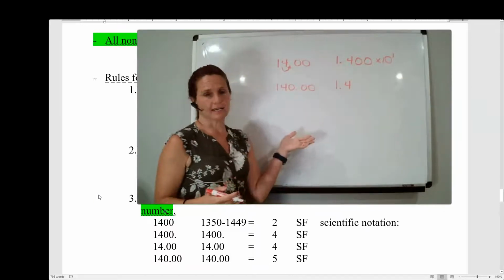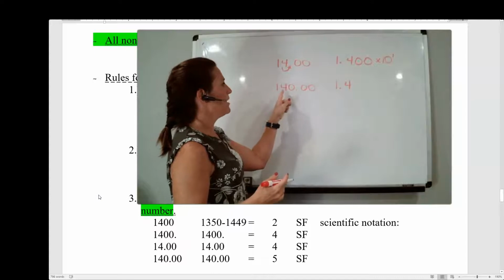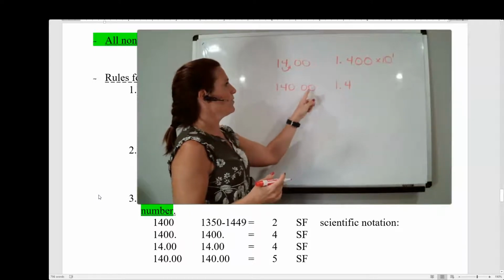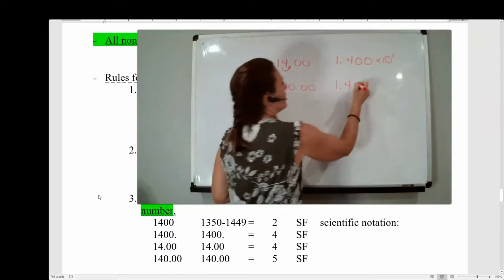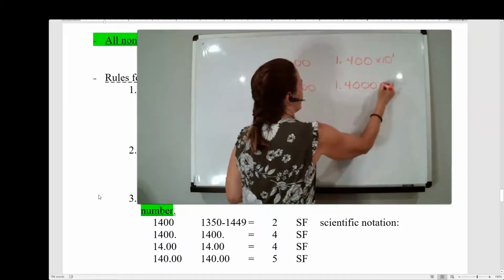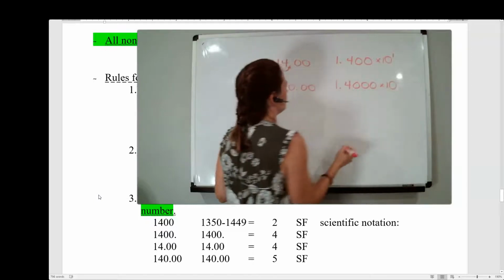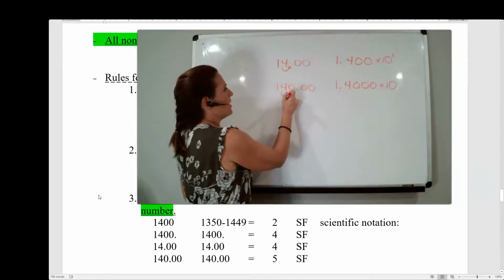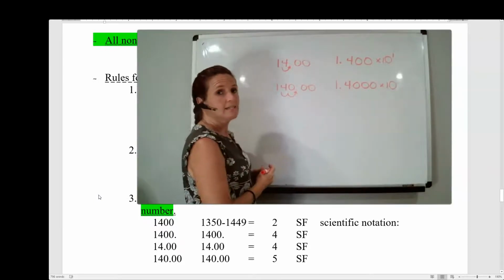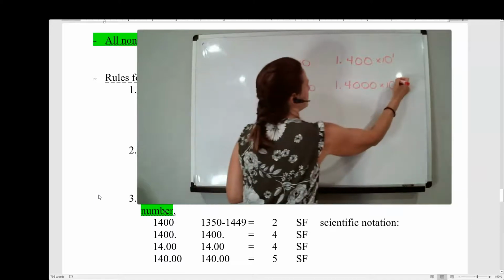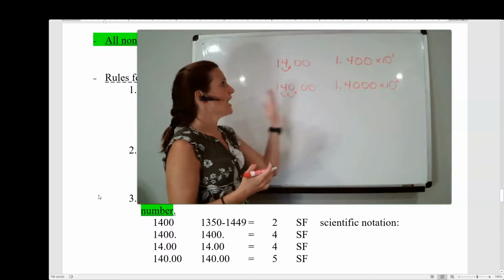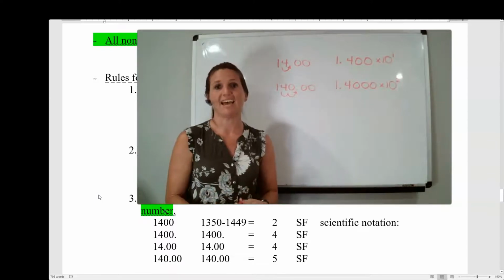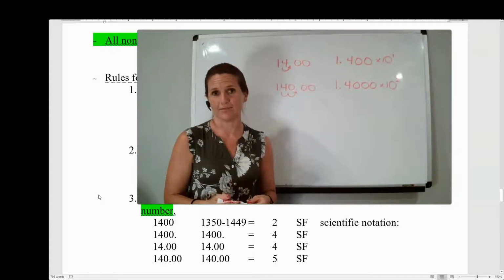For my second example, I have 5 significant figures, so I need 1.4000 times 10 to the, and now I'm going to move 1, 2 places to the right to get back to 140. So times 10 to the second power. So this is how we're going to move decimal places in order to put our values into scientific notation.